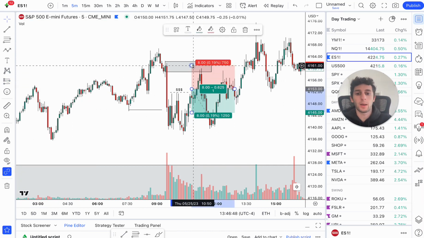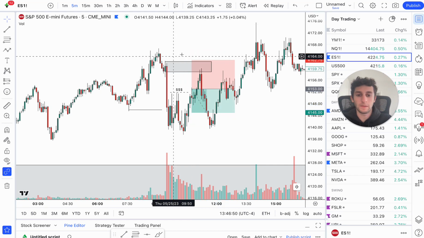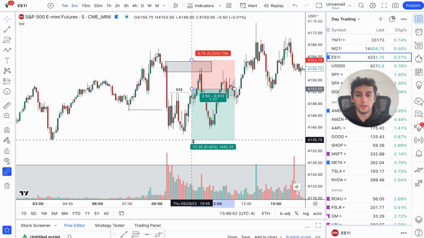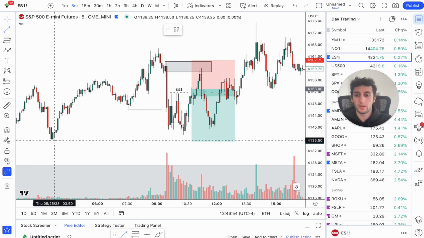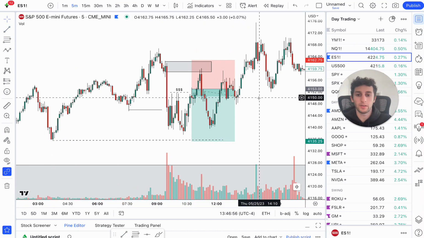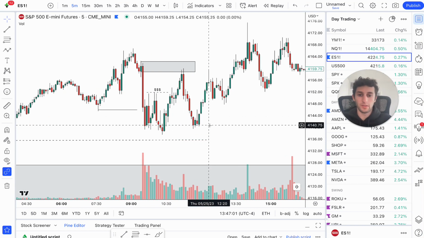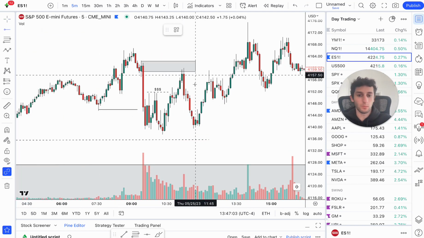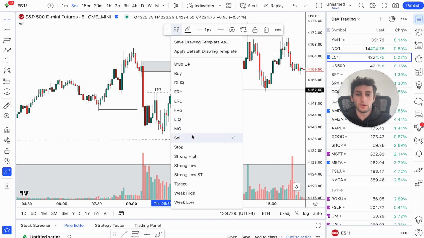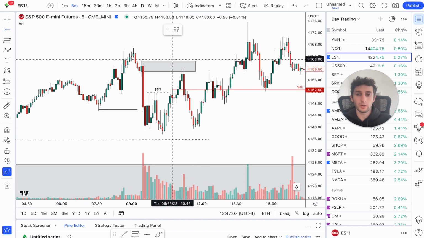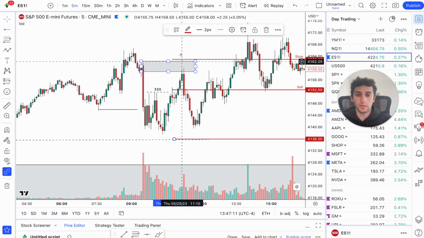Let's say we put our stop right above that supply zone. Let's say our target is going to be down at this low here, this liquidity level down here. We've got a nice 1.7R trade. Beautiful. So what you're going to do, you get in here, you're going to sell. You're going to put your stop right above there, and your target is going to be right down there.